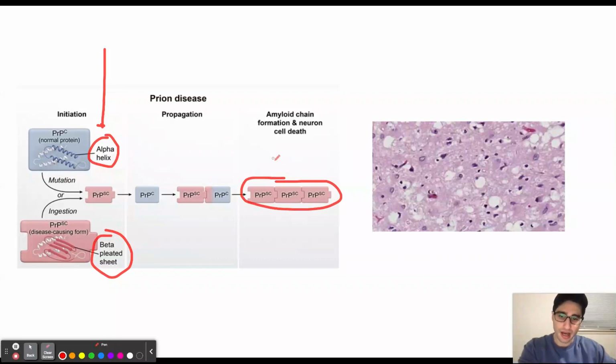And so it is going to keep on accumulating within the brain, and it is going to be highly neurotoxic. It is so neurotoxic that it literally creates holes within the brain tissue itself. That is why it is called a spongiform encephalopathy, because it literally makes the brain look like a sponge after it creates holes in the brain tissue.